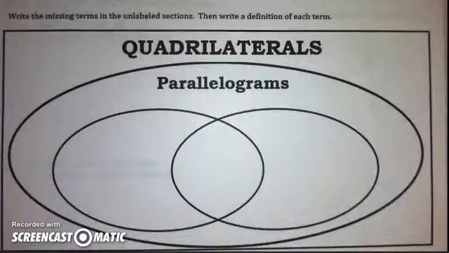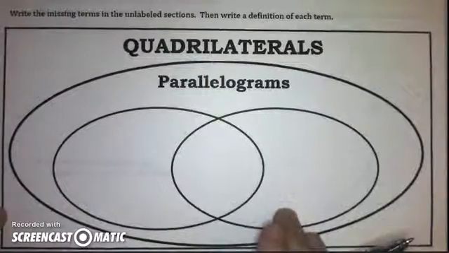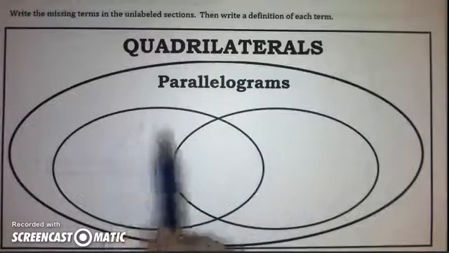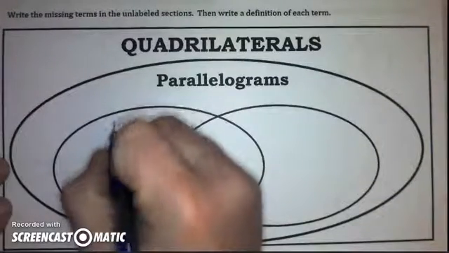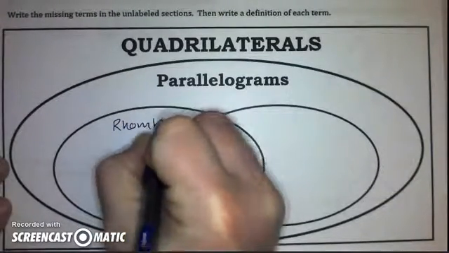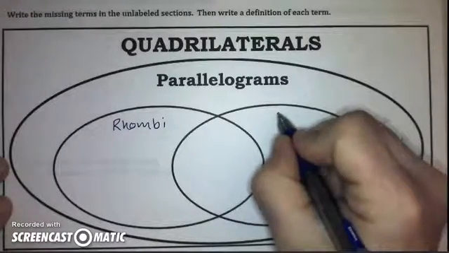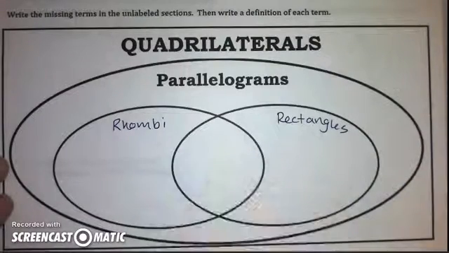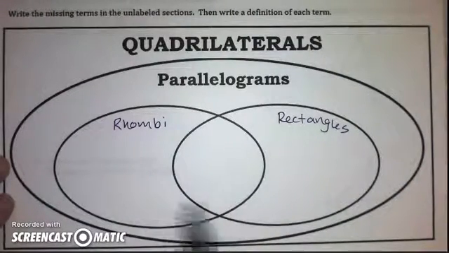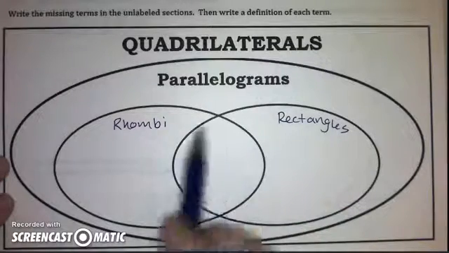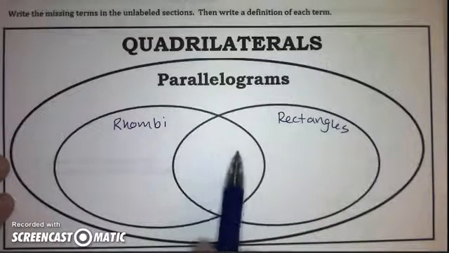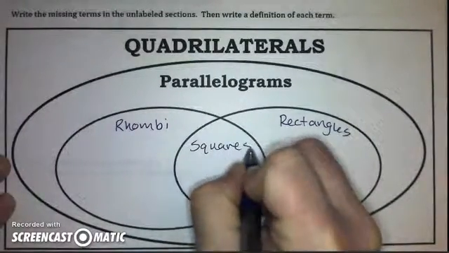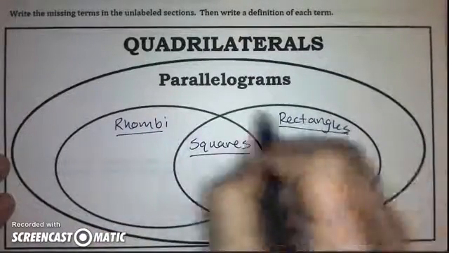Okay? And so this Venn diagram is kind of an interesting way of showing that. But in the parallelograms, we have two separate regions of special parallelograms. One for rhombi and one for rectangles. All right? And these two regions have an overlapping region where people living in this region of the state are both rhombi and rectangles. Those are the squares. Okay?